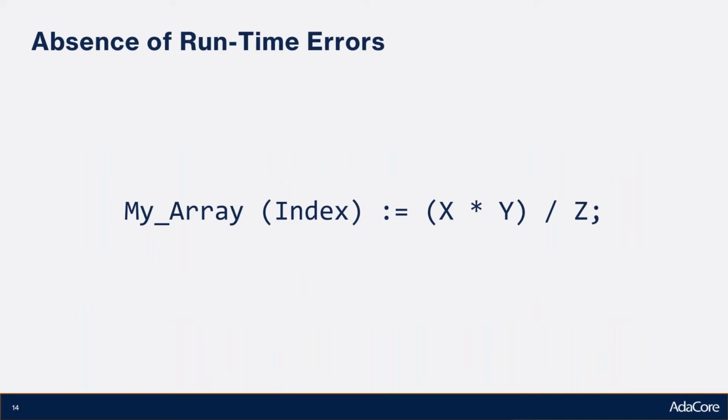All right. Here is a simple assignment to an element in an array in Spark. Now, the Spark prover will look at a line like this and ask lots of questions. Right here we have an index into an array. So is the index within the bounds of my array?